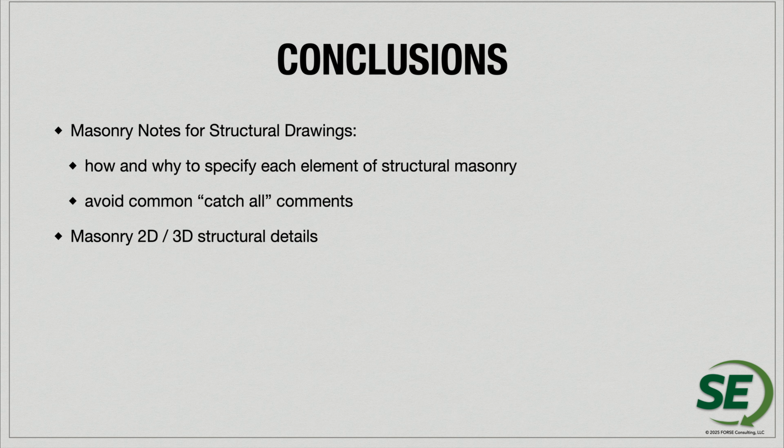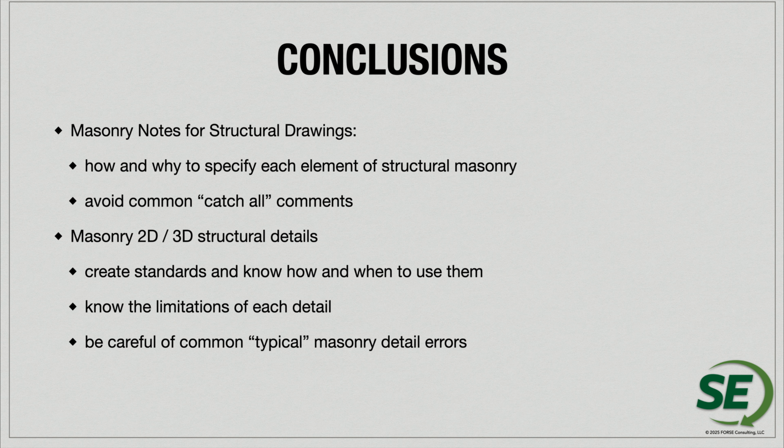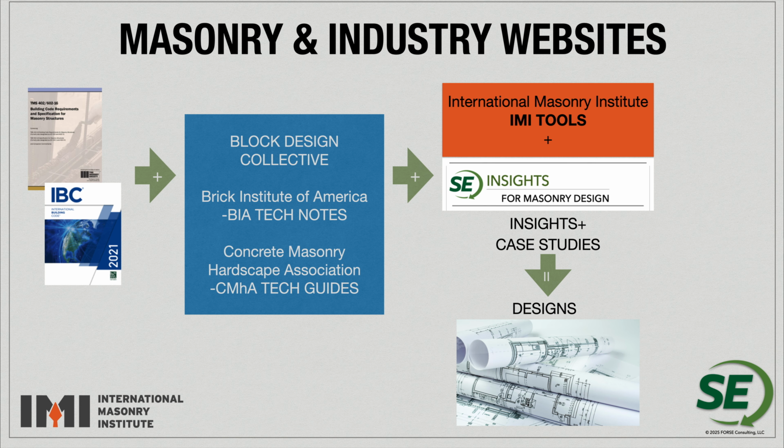So, in conclusion, for the connections for masonry walls, we have masonry notes for structural drawings, some things to avoid, and some things that we recommend including. We have some standard 2D details and 3D details that we can recommend utilizing. So, certainly understand the limits of each detail. All the details from the Block Design Collective have designer notes to them, which certainly can be a good aid in where to use the details. So we have a lot of different references, a lot of different sources that we utilized and referenced today, but really just different elements that are along the way to create your overall final design.